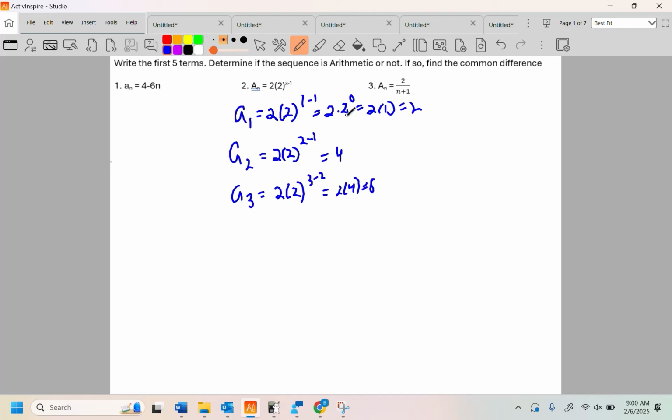Now, you can already tell here that there's no common difference. Here the difference is 2. Here the difference is 4. We're doubling. The next term would be 16, and the fifth term would be 32. We are doubling as we move on. So this is not arithmetic. This is actually what you call geometric or exponential.